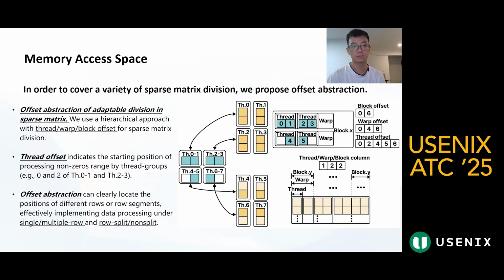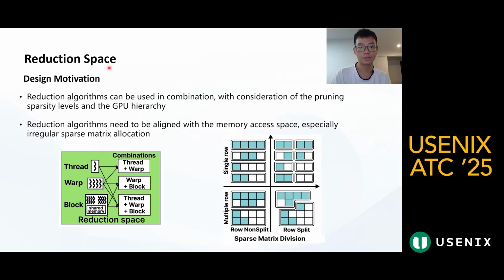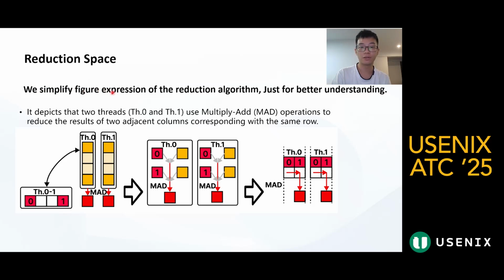In reduction space, the design motivations are here. First, reduction algorithms can be used in combination like this, with consideration of sparsity levels and the GPU hierarchy. Second, reduction algorithms need to align with the memory space, especially irregular sparse matrix allocation. Here we simplify the figure expression of the reduction algorithm just for better understanding.